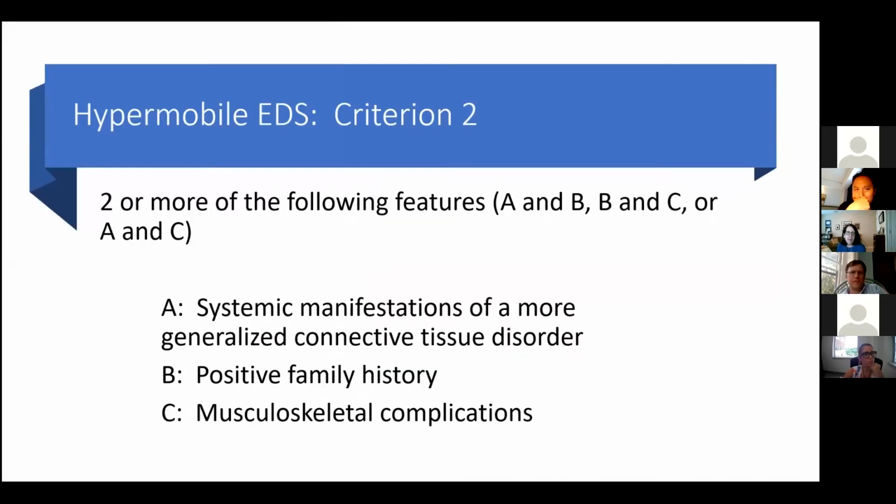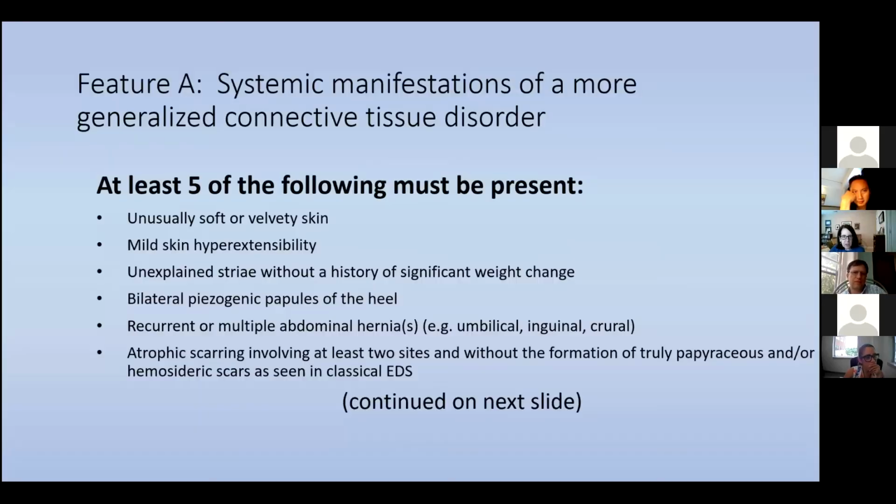So criterion 2 has 3 features in it, and we need 2 of the 3 features to say that criterion 2 is met. So the three features are systemic manifestations of a more generalized connective tissue disorder, a positive family history, and musculoskeletal complications of the condition. The systemic features, we need at least 5 of a list of 12.